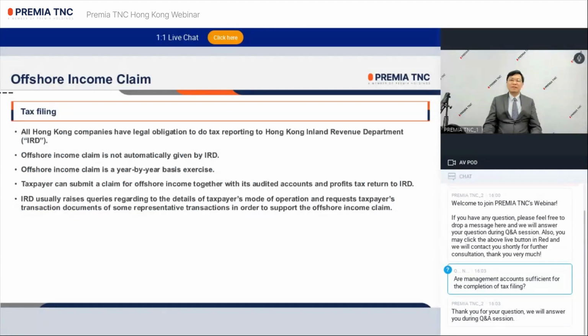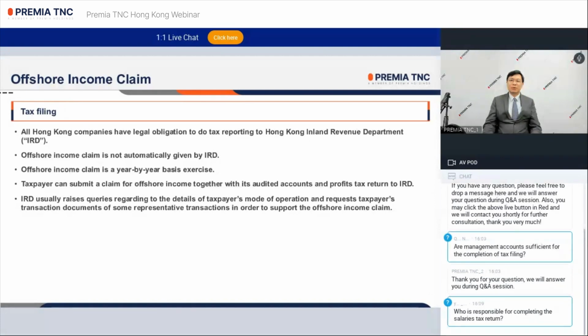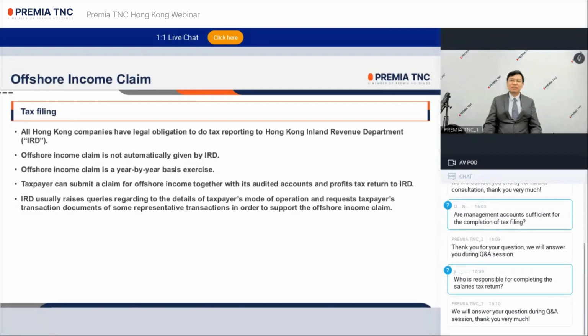All Hong Kong companies have a legal obligation to do tax reporting to the Hong Kong Inland Revenue Department (IRD), even if the companies are eligible for applying offshore income claim. Please note that offshore income claim is not automatically given by IRD. Moreover, offshore income claim is a year-by-year basis exercise. In other words, a successful offshore claim in 1 year does not automatically guarantee an offshore claim in other years because the companies may change in their mode of operation.